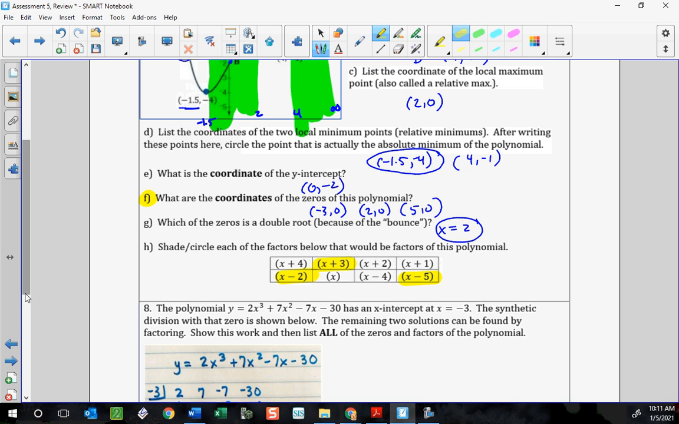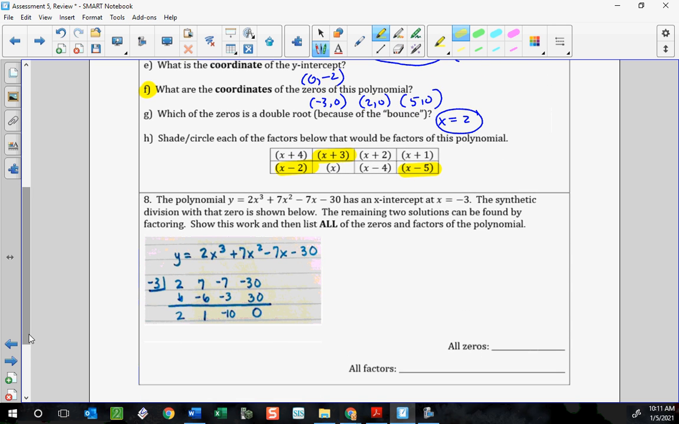All right, and our last problem here. Part of this problem is done to make it a little bit simpler and easier to finish. The polynomial y equals 2x^3 plus 7x^2 minus 7x minus 30 has an x-intercept at -3. Normally you would get that by looking at Desmos and seeing, oh, look, it's crossing at -3. But I've already told you that, and you don't have to look.